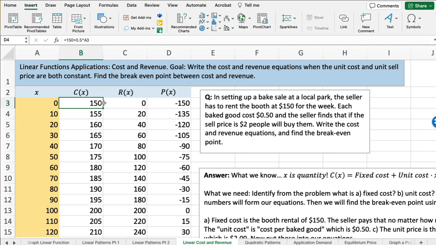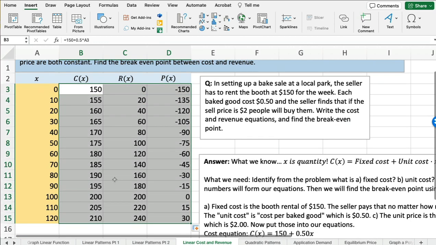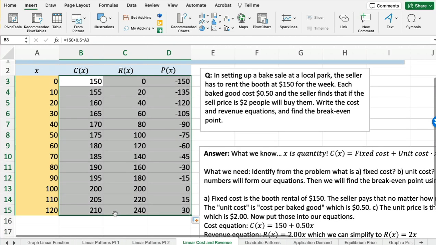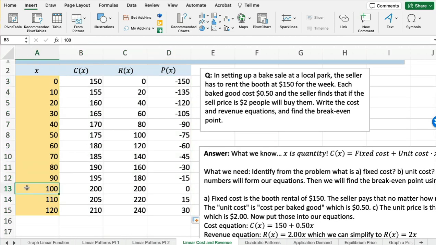If you just select all three of those cells going across, you can actually fill down all three cells, and you will see everything fill down. So where's the break-even point? The break-even point is here, when cost and revenue are exactly the same and profit is 0. That is your break-even point. That happens when x is equal to 100.